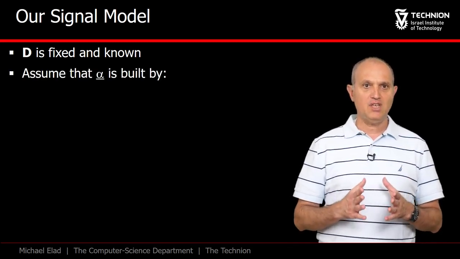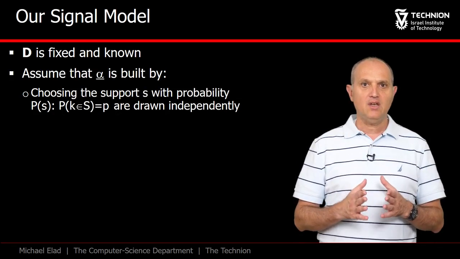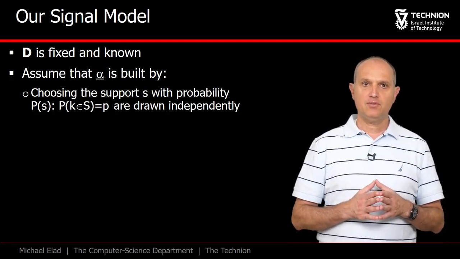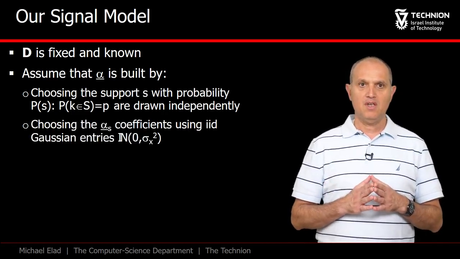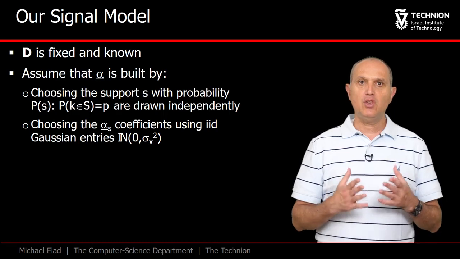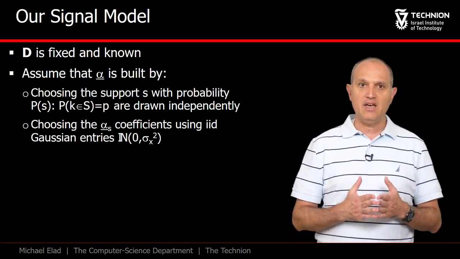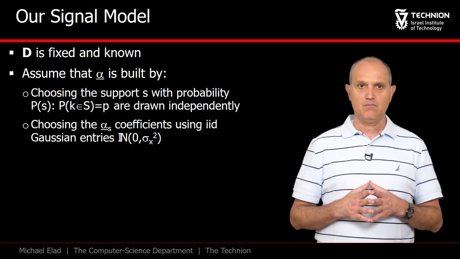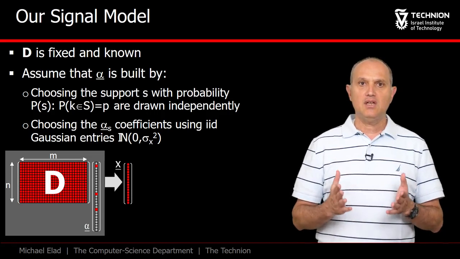The representation alpha is created randomly by first choosing the support. We shall assume that for each entry, a coin is flipped to decide whether it is non-zero with probability p. Given the support, we randomly draw the non-zero values in these locations. We shall assume that these are given as IID, zero mean Gaussians. Now that alpha is created, it is multiplied by D and we get the signal x.